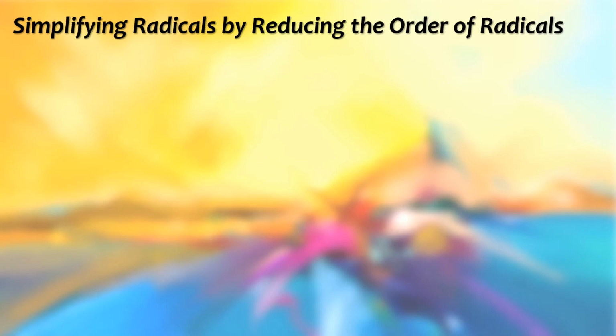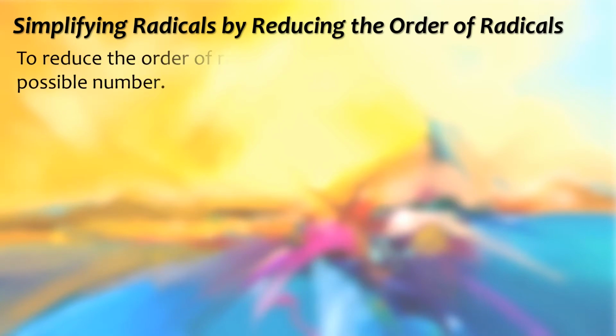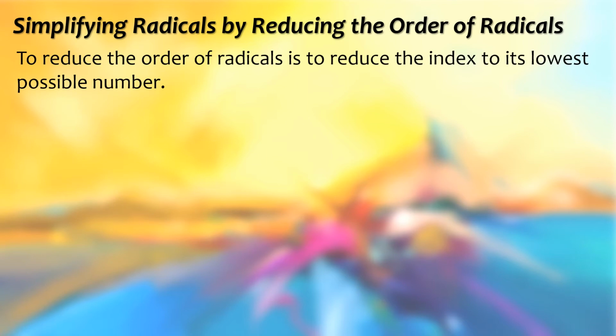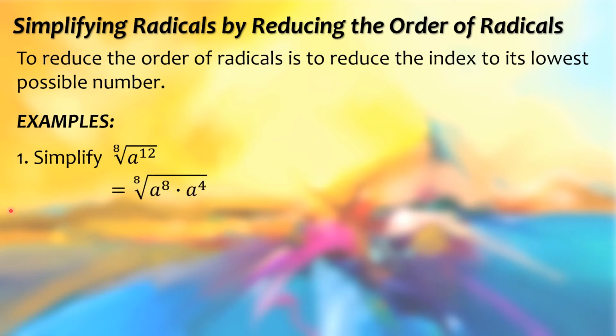Next is simplifying radicals by reducing the order of radicals. To reduce the order of radicals is to reduce the index to its lowest possible number. So let's have the example, simplify 8th root of a to the 12th power. So dito, para masimplify natin yung index na 8, kailangan nating alamin ano yung dalawang factors na kapag minultiply ay a raised to 12. So those factors are a to the 8th power and a to the 4th power because a raised to 8 times a raised to 4 is equal to a raised to 12.